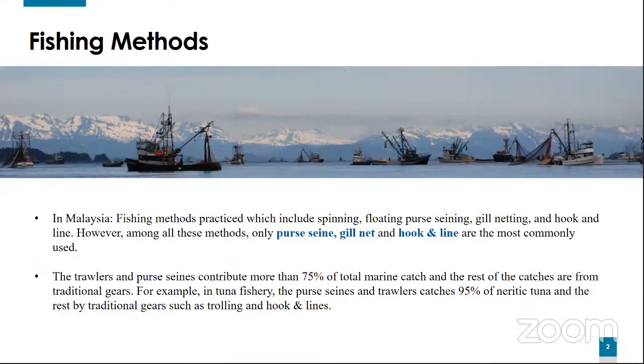So in Malaysia, fishing methods practiced include spinning, floating, purse seines, gill netting, and hook and line. Among all of these methods, purse seines, gill net, and hook and line are the most commonly used. The trawlers and purse seines contribute more than 75% of the total marine catch, and the rest of the catches are from traditional gears. For example, in tuna fisheries, the purse seines and trawlers catch 95% of neritic tuna, and the rest by traditional gears such as trolling and hook and lines.